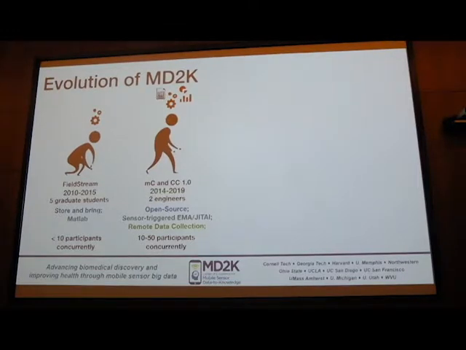Then we came along, MD2K was created. We needed to scale it. So we said, okay, let's just open source the software. Let's give this out to anybody that potentially wants it. Let's build some sensor-triggered interventions into it. And let's enable something called remote data collection, which I'll come back to a little bit later. This also expanded our capabilities. We started running larger studies. Now we're running 10, 20, 30, 40 participants at a time in the field.